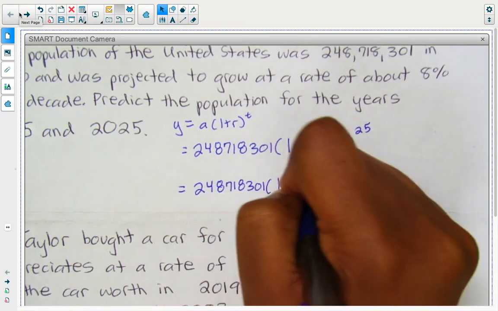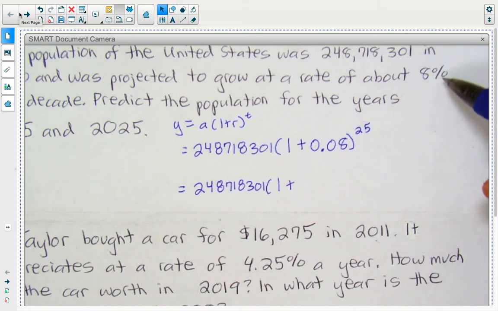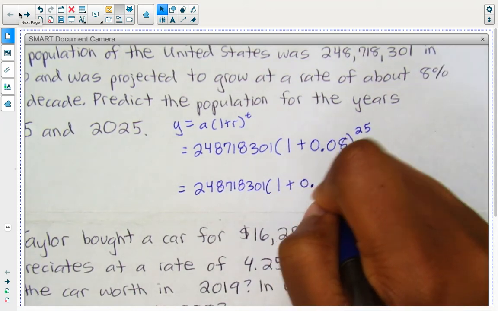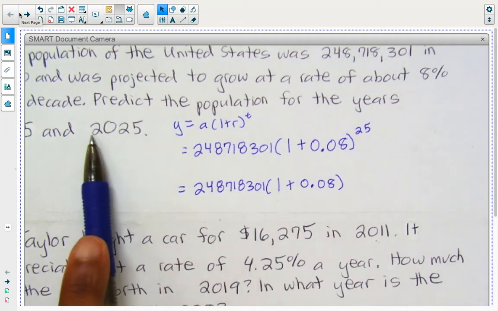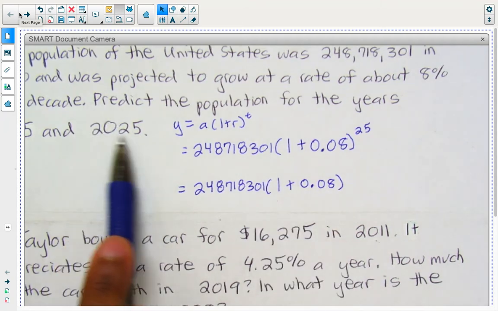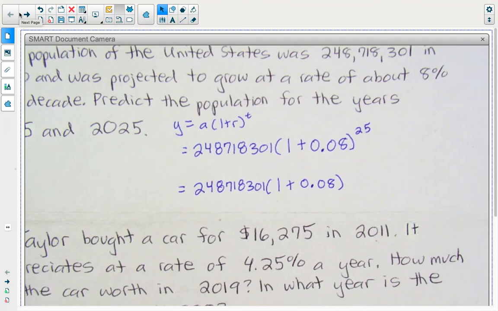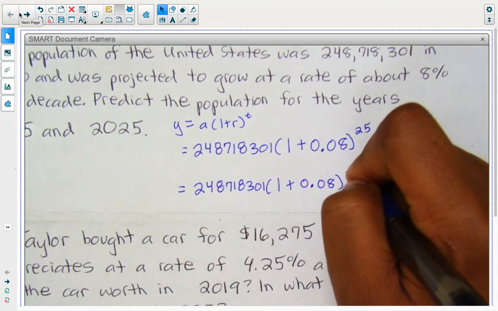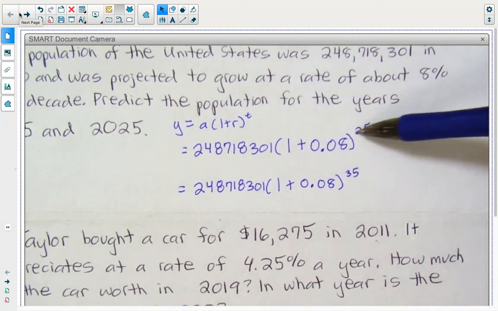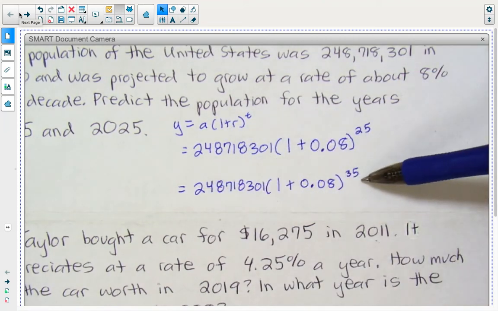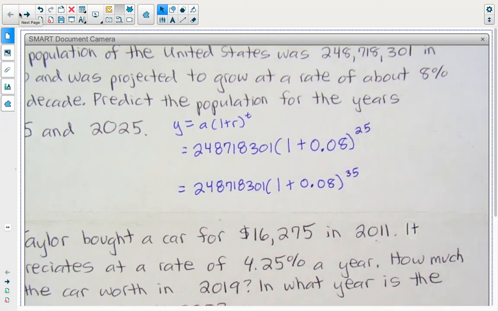We're still doing 1 plus. My percentage is still 8%, so change that to a decimal. This time we started in 1990 and we're going to 2025. So from 1990 to 2025, that is 35 years. So 35 is going to be the exponent. Now these are the numbers that we would type into Desmos or some sort of calculator to definitely help us out. So these are the two things that we'll type in.